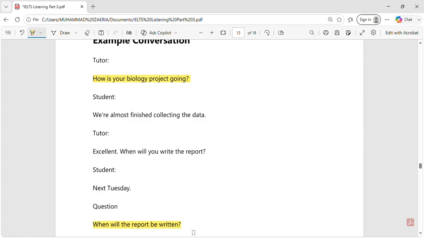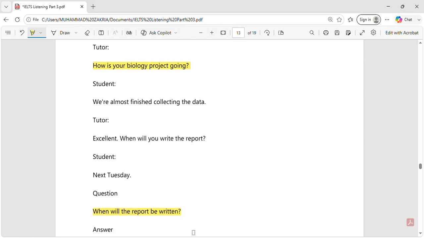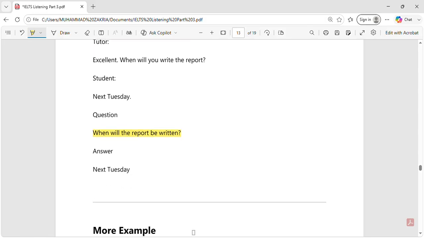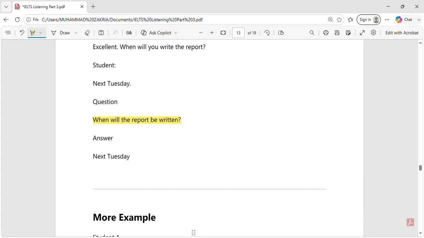And here on the page, there are two speakers, the tutor and the student. Tutor: Well, how is your biology project going? Student: Well, we are almost finished collecting the data. Tutor: Excellent. When will you return the report? Student: Next Tuesday. So the correct answer is Tuesday. We will complete the report by next Tuesday.